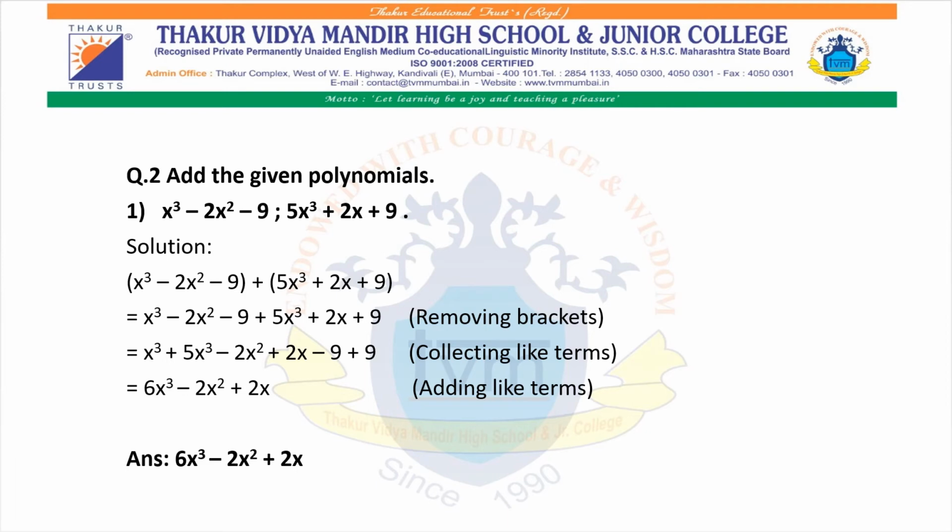Now x cube plus 5x cube will give us 6x cube. Minus 2x square will be as it is. Plus 2x will be as it is. Minus 9 plus 9 will give us 0. So the answer is 6x cube minus 2x square plus 2x.